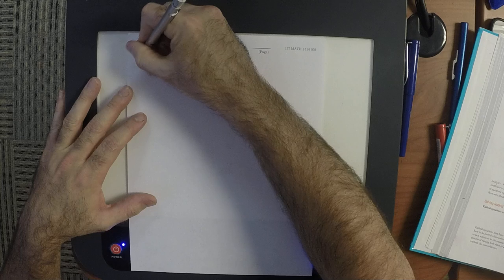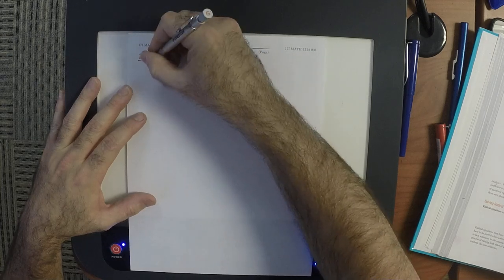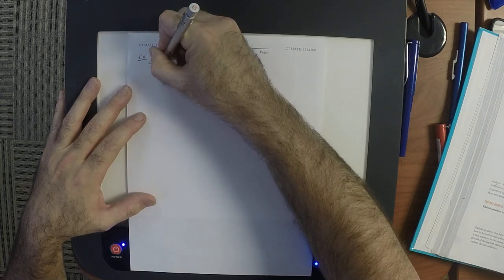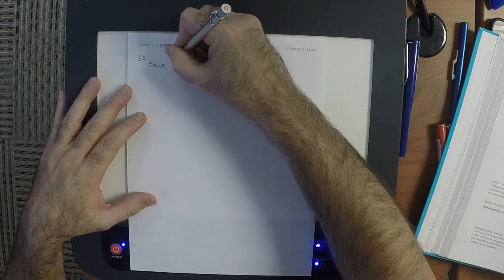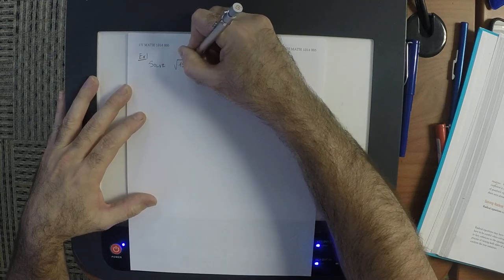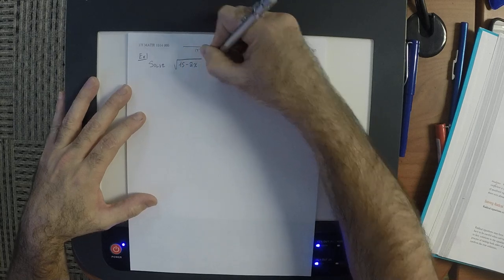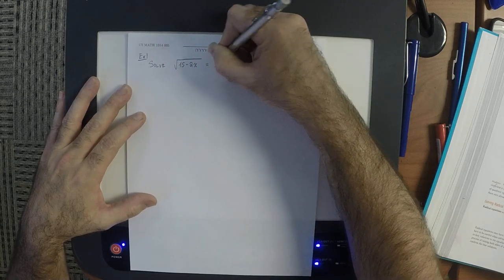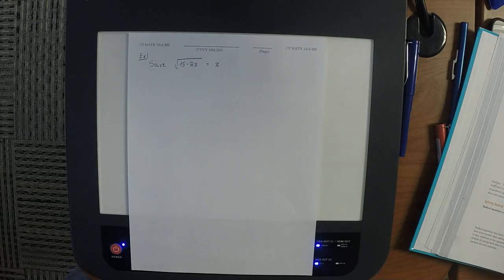So let's have an example. Solve. The square root of 15 minus 2x is equal to x.